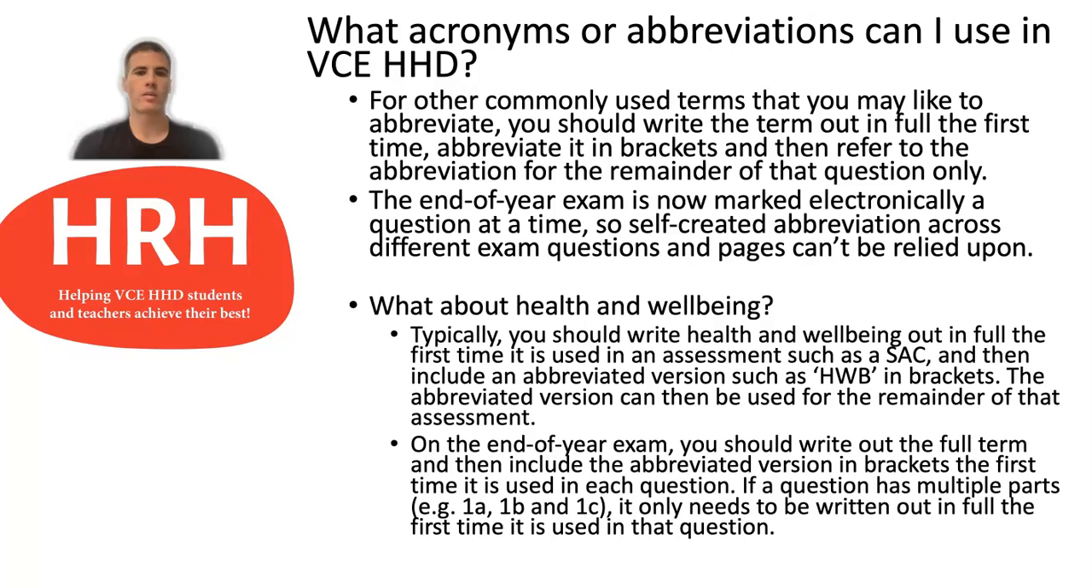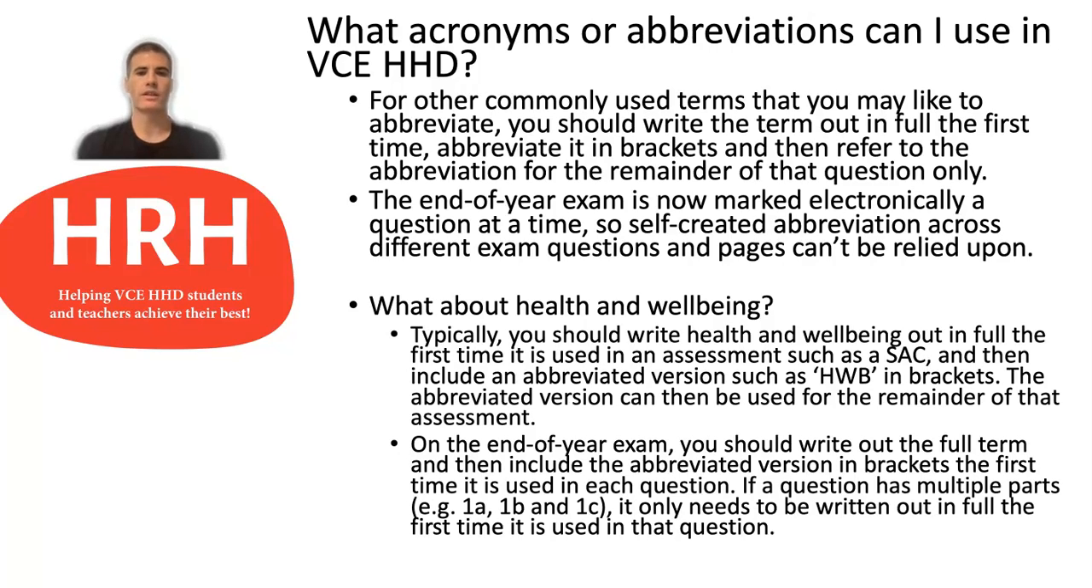Students often wonder about the term health and well-being because obviously that comes up quite a bit when you're completing assessments. And so once again, you should write that out in full the first time it's used in an assessment such as a SAC, and then put HWB, for example, in brackets, and then you can use that for the remainder of that particular assessment.